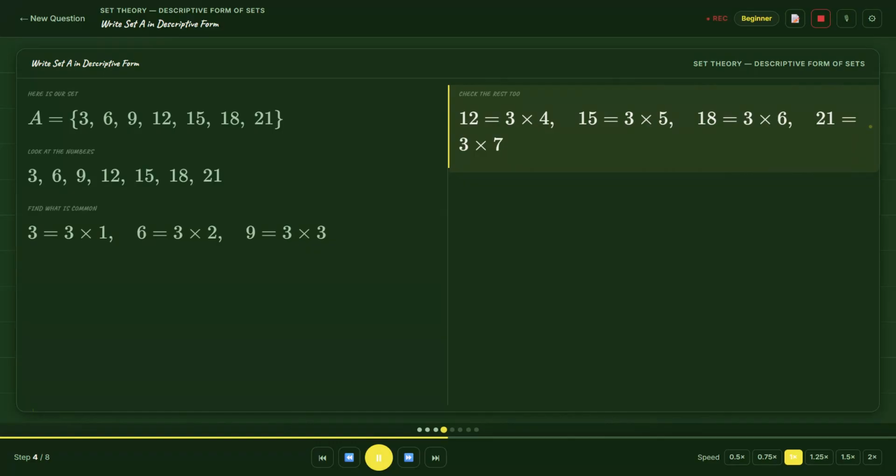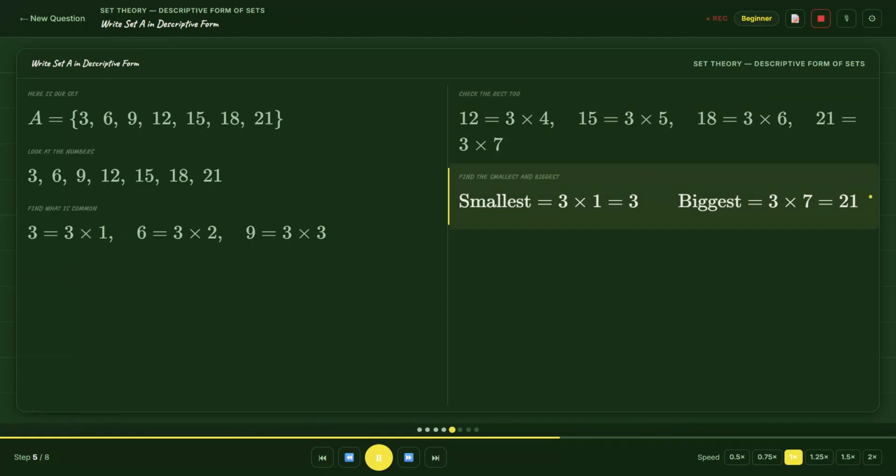Let's keep going. 12 is 3 times 4, 15 is 3 times 5, 18 is 3 times 6, and 21 is 3 times 7. Yes, every single number is a multiple of 3. The smallest number is 3 and the biggest number is 21. So our set has multiples of 3 starting from 3 and going all the way up to 21.